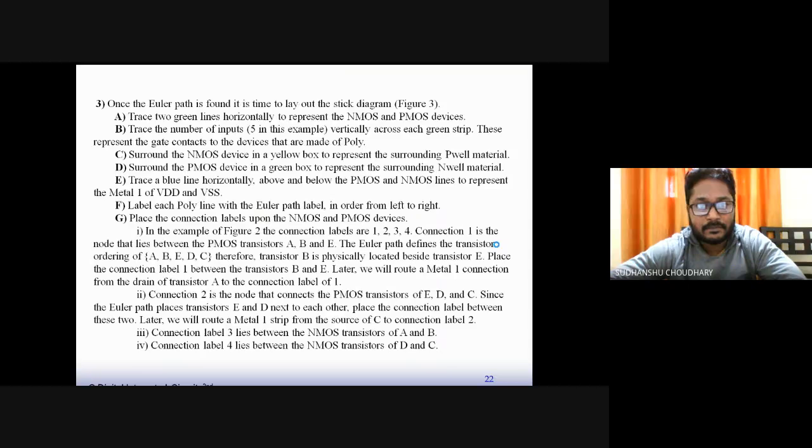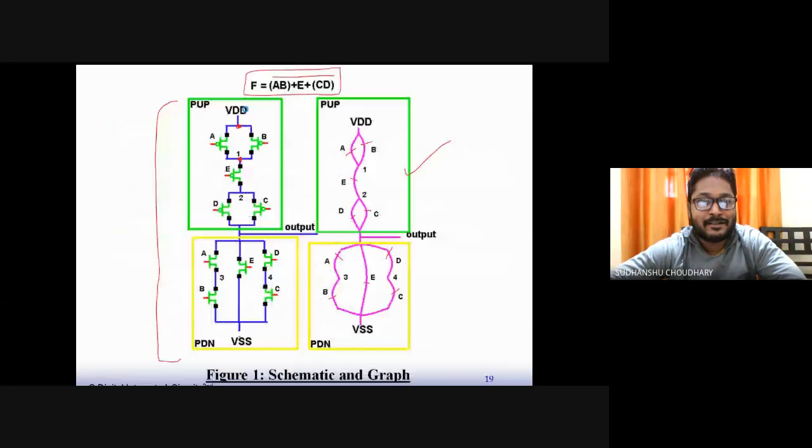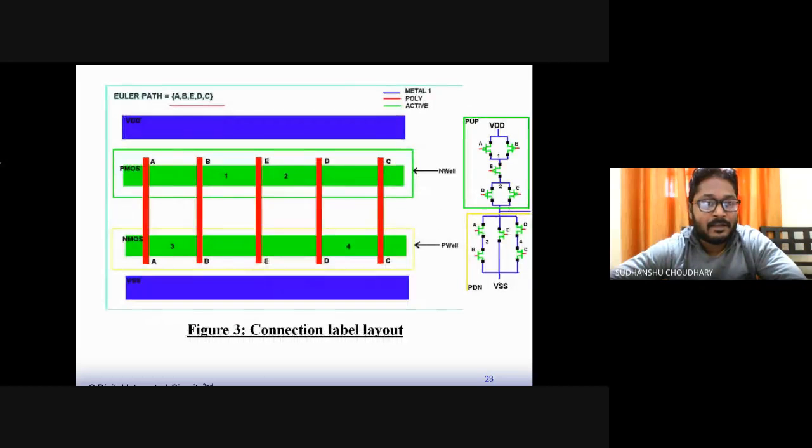Okay. So we got an Euler path now, ABEDC, and as I said, the Euler path for pull up and pull down networks both have to be the same. If they are not the same, you have to modify this circuit. So maybe this is the result. That is, E was appearing here, but now it is appearing in the center because I want the same Euler paths for pull up and pull down network, so that my layout is optimum.